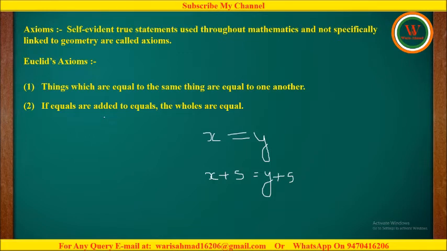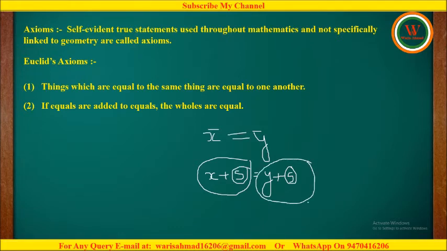If equals are added to equals, here x and y both are equal and we are adding equal things, 5 and 5 both are equal, and we are adding these two 5s to the equals. If equals are added to equals, the wholes are equal. Hence we can say that the sum x plus 5 will be equal to the sum y plus 5.